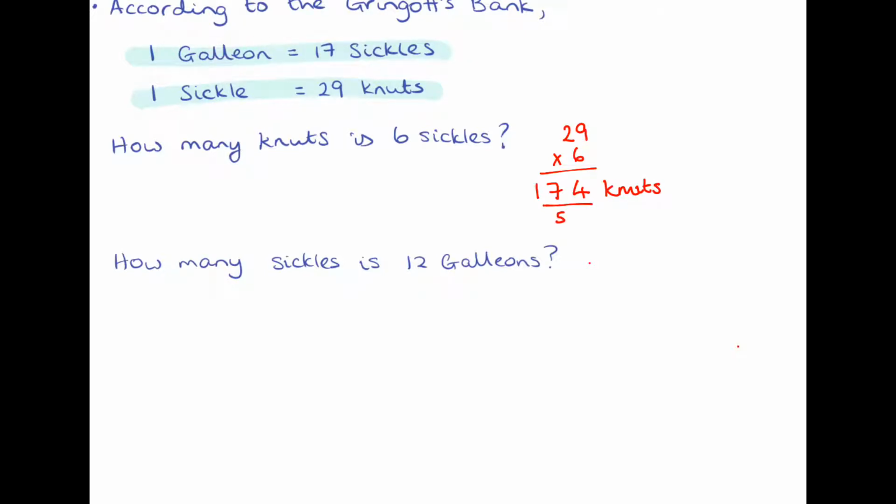And again, it's easier to do it the other way around, 17 times 12, because we should know our 12 times table. So we're going to do 7 times 12. Remember what that is? It's 84. And 1 12 is 12. Add 8 makes 20. So the answer is 204 sickles in 12 galleons.